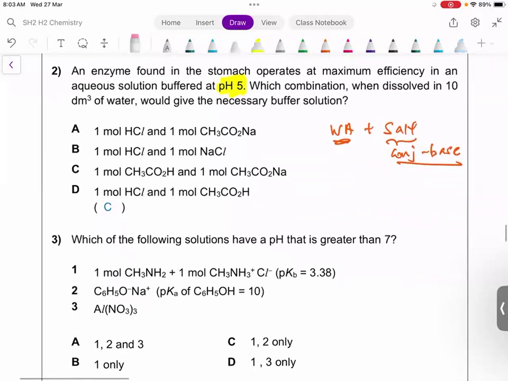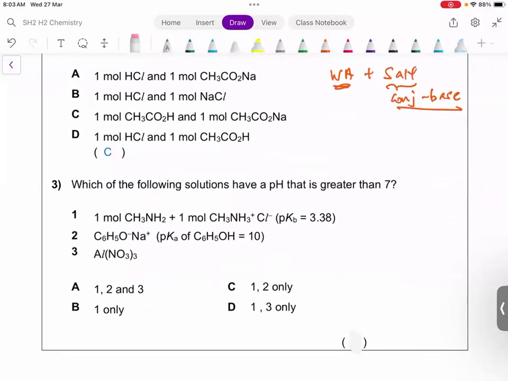So let's look at question 3. All right. So which of the following have a pH greater than 7? So number 1, does it have pH greater than 7? Yes or no? Okay. So you see this. This is called ethylamine. So this is a weak base. How do you know this is a weak base? Yeah, it's the lone pair on the nitrogen that accepts a proton from your water. So whenever a nitrogen lone pair accepts a proton from water, that is a weak base.